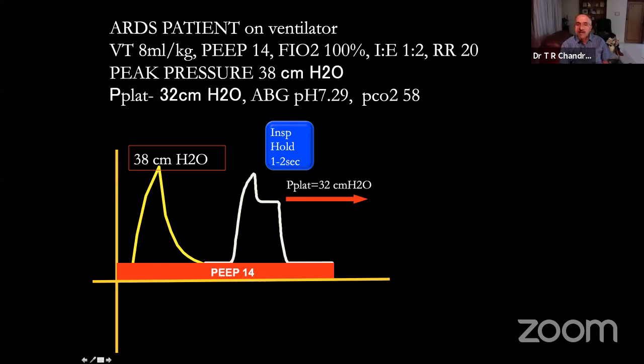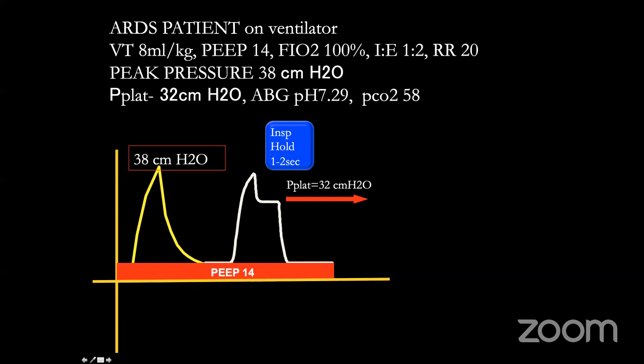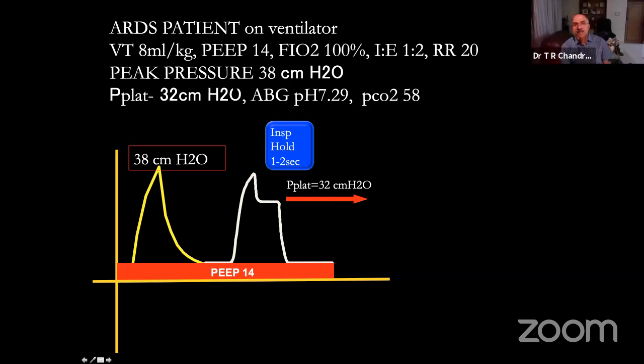Okay. So now P plat is that much. So what is the trans airway pressure? Only 6 centimeters. Do you want to nebulize? Yes, sir. It is obstructive phenomena. So we have to nebulize. Why? See, the peak pressure is only 38 and plateau is 32. What is the difference?